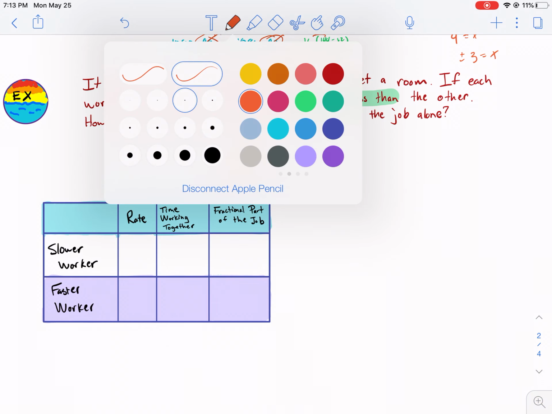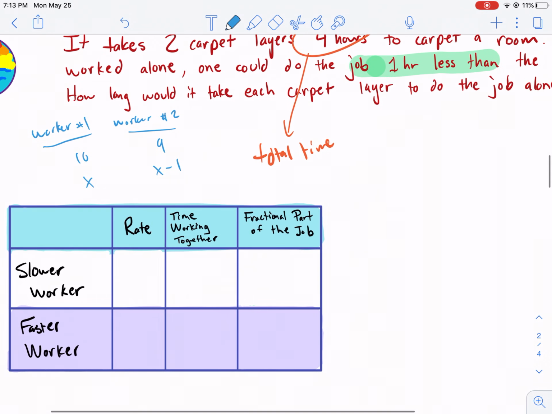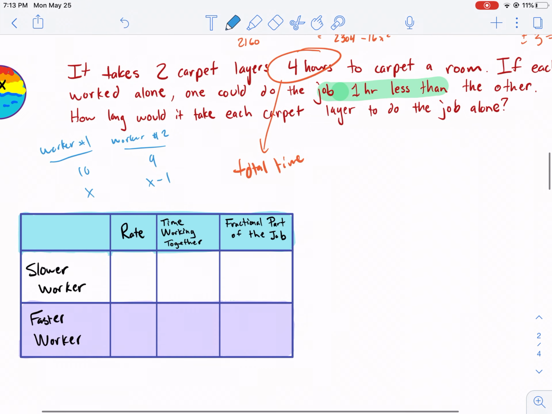So let's say one could do it. I like putting this in terms of worker 1 and worker 2. So for example, if we had this guy be able to do it in 10, this one could do it in 9. If this guy was an x, this would be x minus 1. Okay, always try to consider a real example first, and that might help you set up a variable example, because what you're looking for is to set up variables.